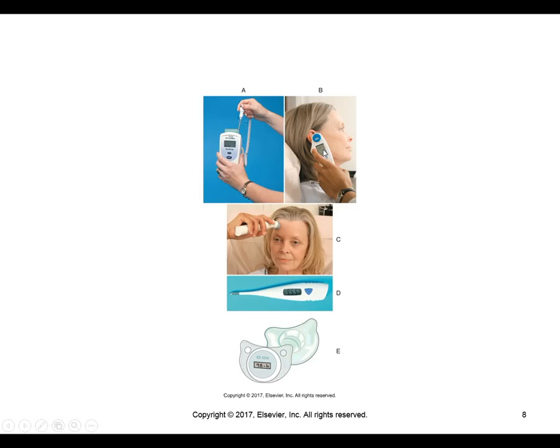This is a tympanic membrane thermometer. It goes into the ear, and we'll show a picture of that in a second. This is a temporal artery thermometer. This is another battery-operated digital oral axillary or rectal thermometer. Although this is an oral one because it has a blue coloring, and we'll talk about that in a minute. And this is the pacifier thermometer.